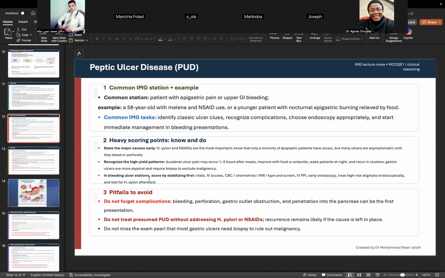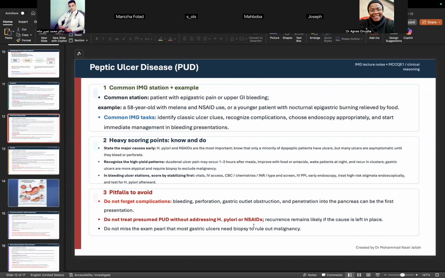So in bleeding ulcer station, score by stabilizing first. So if it is emergency, always start with the ABC. Vitals, IV access, CBC, chemistry, and so on and so forth, which we did discuss, right? Pitfalls to avoid. Do not forget complications. Bleeding, perforation, gastric outlet obstruction, penetration into pancreas can be first presentation. Do not treat presumed PUD without addressing the H. pylori or non-steroid anti-inflammatory drug.